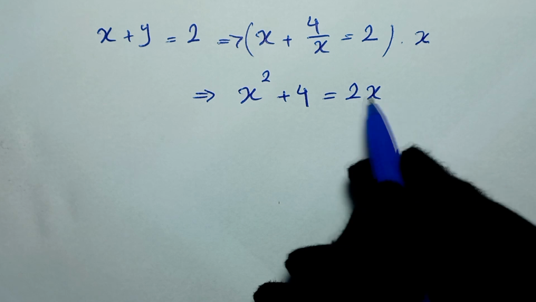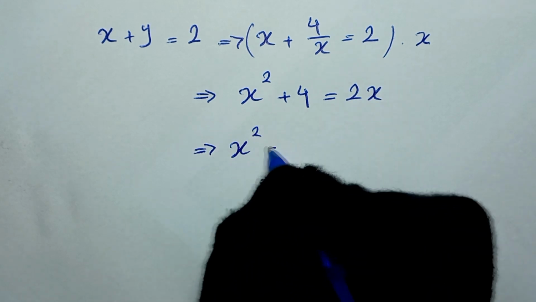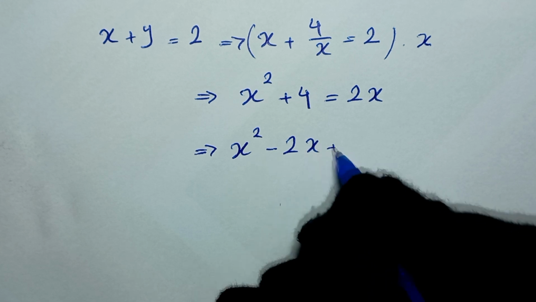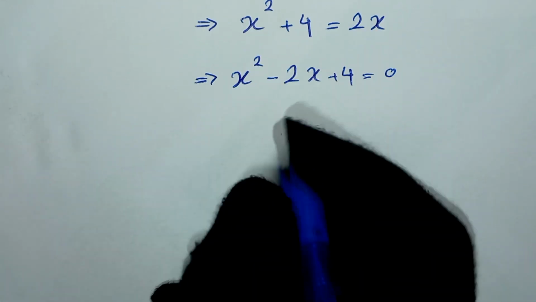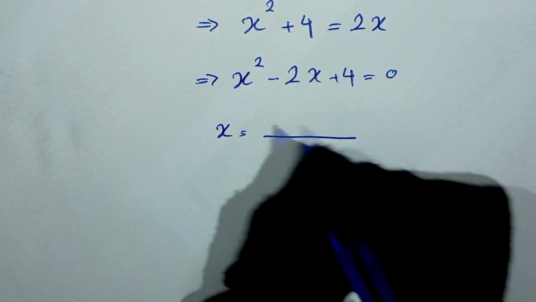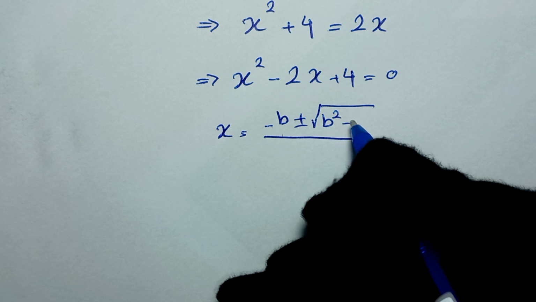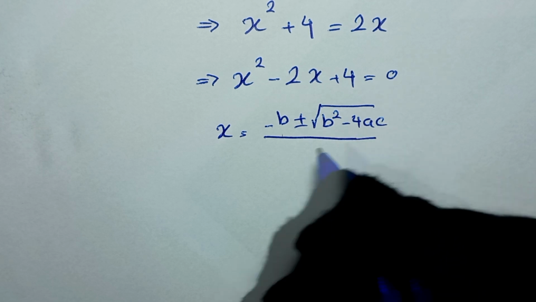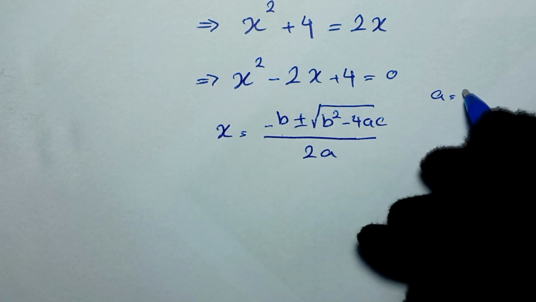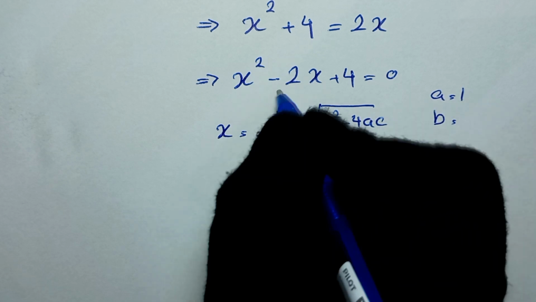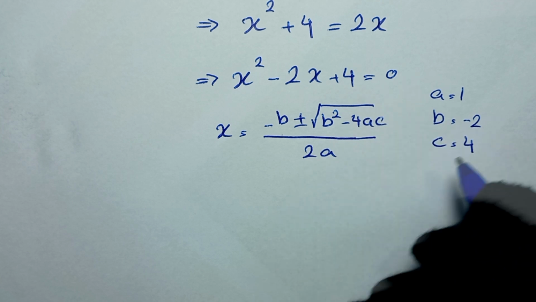And in the next step, we take this 2x to this side, so it will be x squared minus 2x plus 4 is equal to 0. And from here, x is equal to negative b plus or minus square root of b squared minus 4ac over 2a. And a, the coefficient of x squared, is 1, b, the coefficient of x, is negative 2, and c, the constant, is 4.